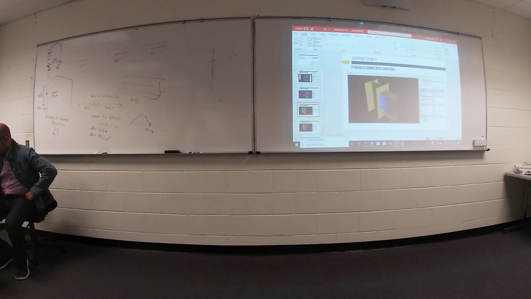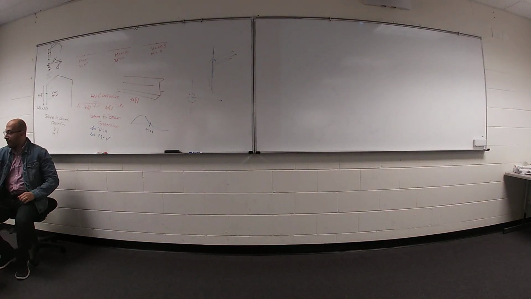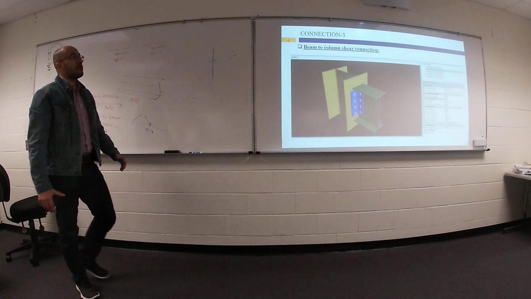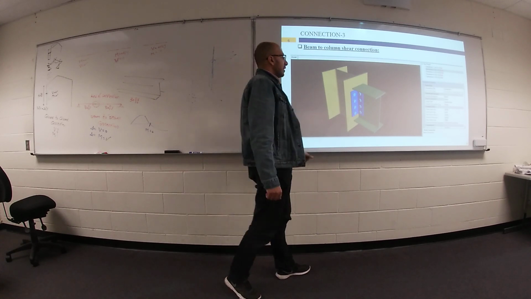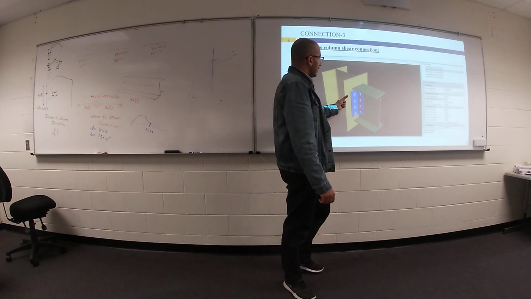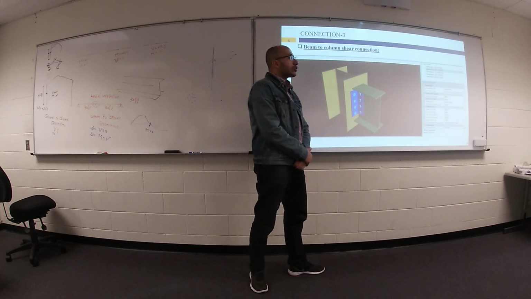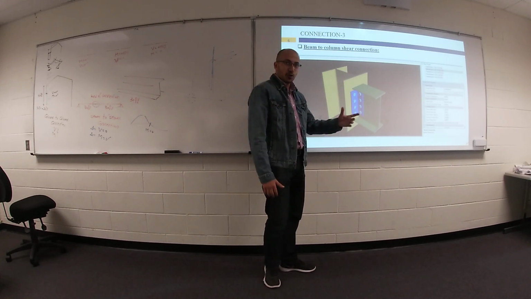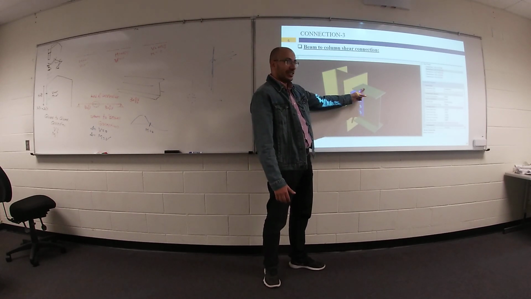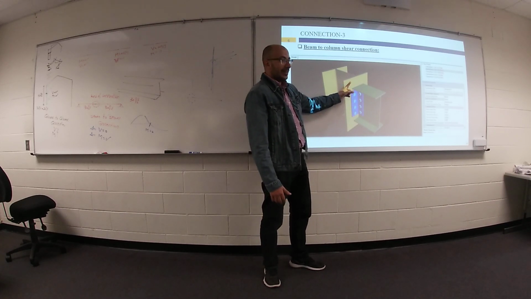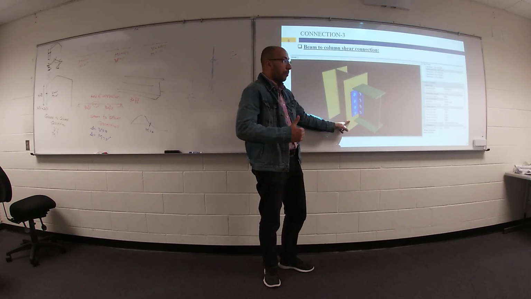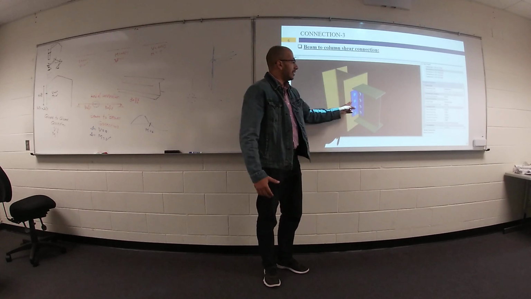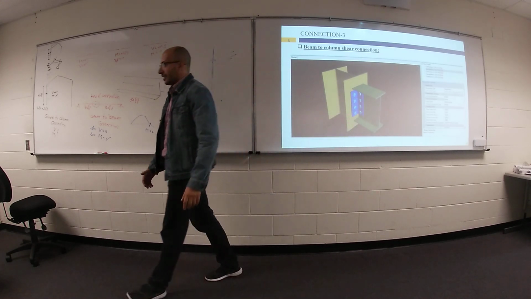Okay, let's keep going. I have a question. If you would like to make this connection support moment, what should I do? I need to connect between this flange and this column, and this flange and this column, besides this connection. That's right? Let's see.